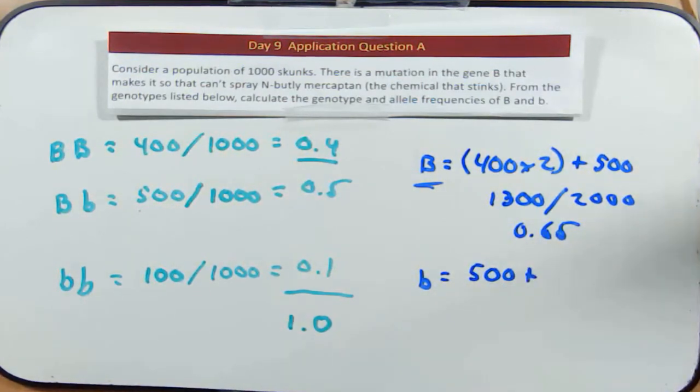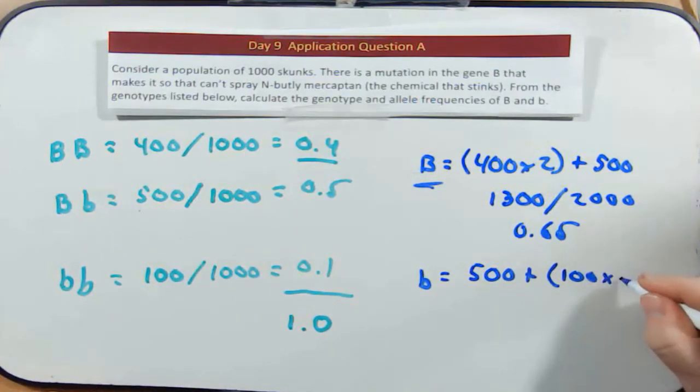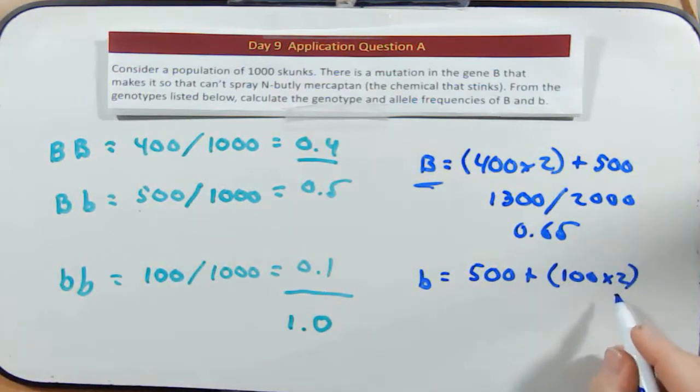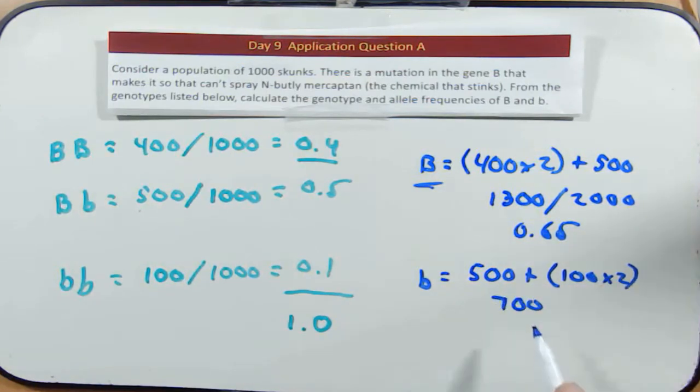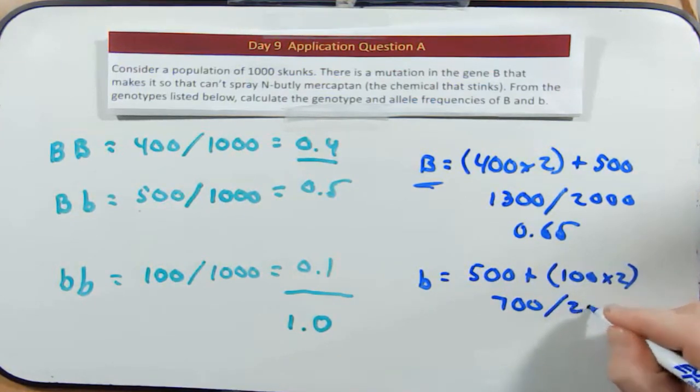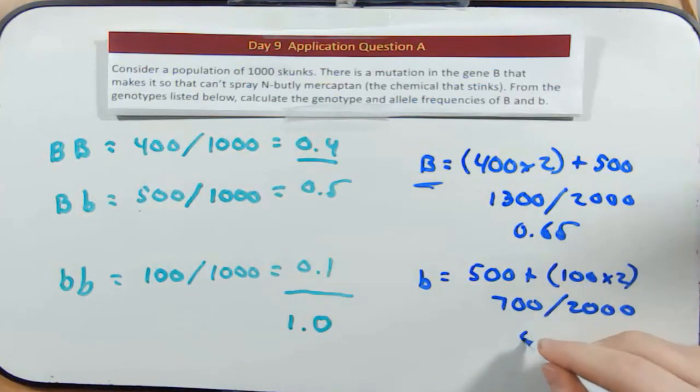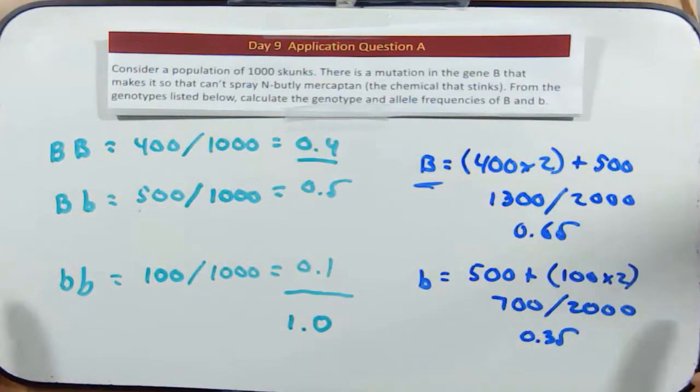Then we have to add in the other little b alleles in the population, and we see that the homozygous recessive skunks in this population, they each have two little b alleles. Each one of these 100 has two little b alleles, so we have to multiply 100 by 2. 100 times 2 is 200. 200 plus 500 is 700. We have a total of 700 little b alleles in this population. And we still divide it by 2,000 because there's still 2,000 total alleles in this population. And when you do that, you get 0.35. Okay, we're going to need to remember these numbers so we can apply them to the next question.